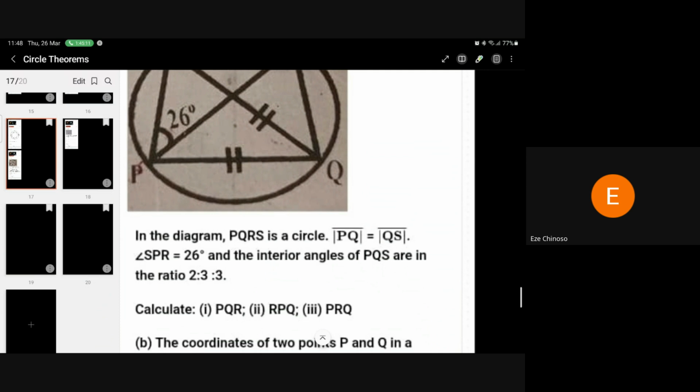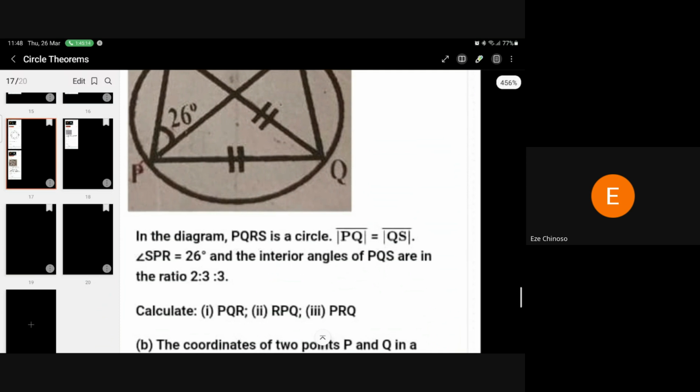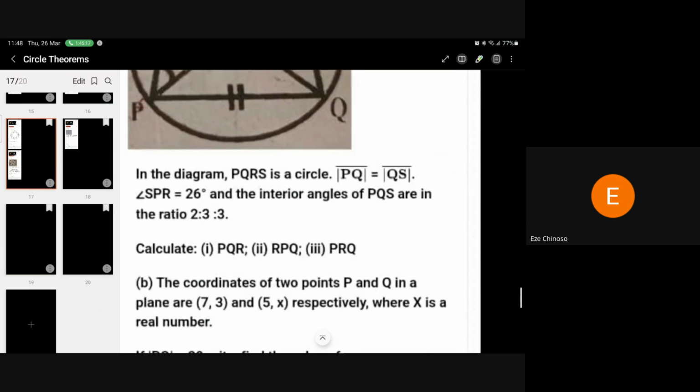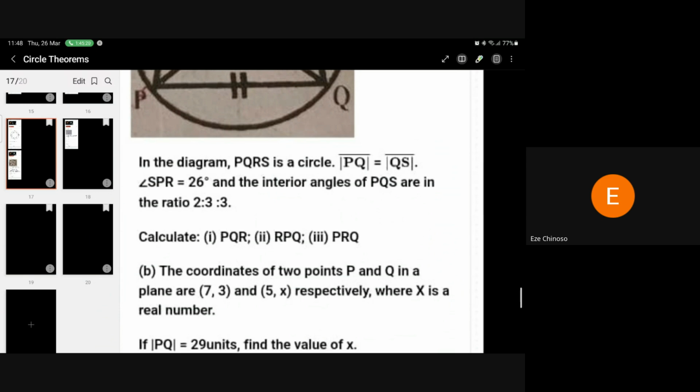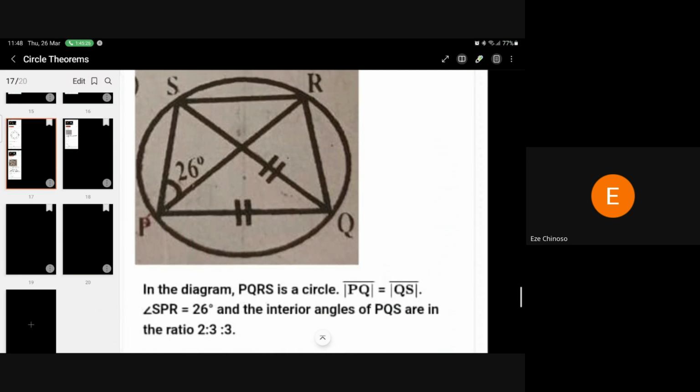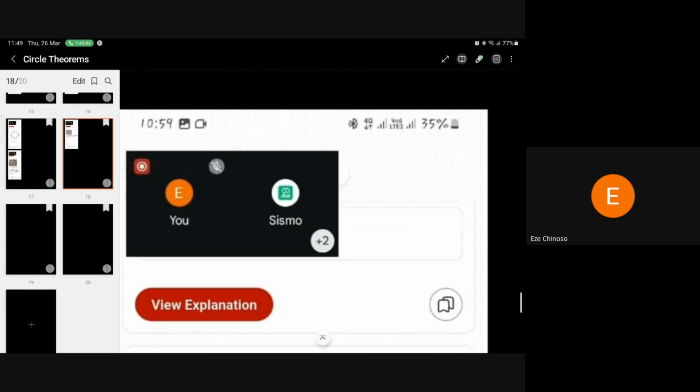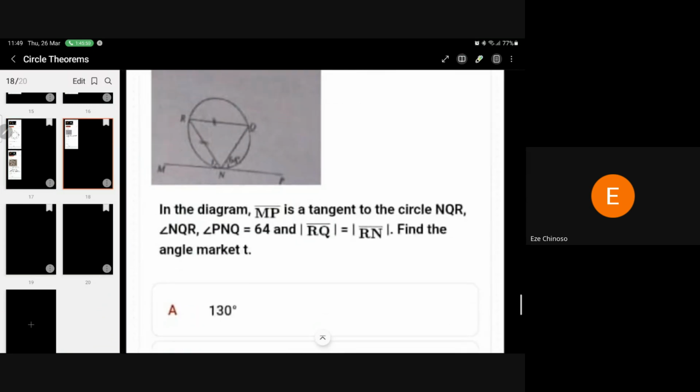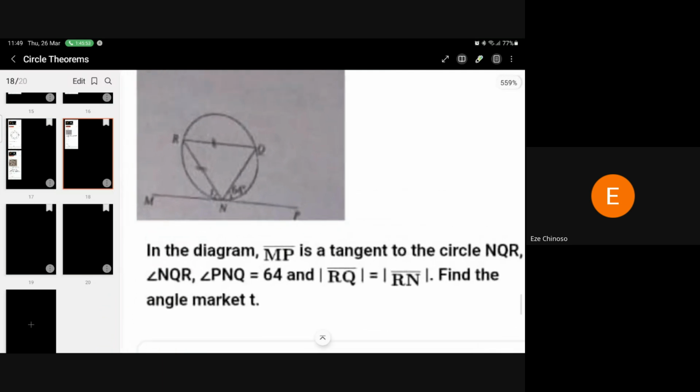Now they said calculate angle PQR, angle RPQ, and angle PRQ. All right, coordinates of two points P and Q in a plane. Okay, that one is easy. All right, so look at what you are going to do right here. This has to do with ratio, PRSQ. Is this in a JAMB question, this particular one? I don't think it's an exam question. I included both WAEC and exam questions. I also asked because this one requires resolving steps, and that's a lot. So let's focus on questions that have to do with you guys. This one is very tiny, but it's the same principle.